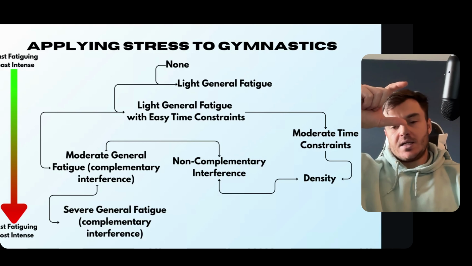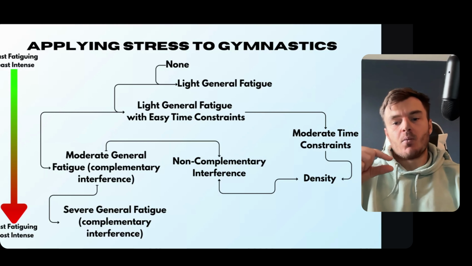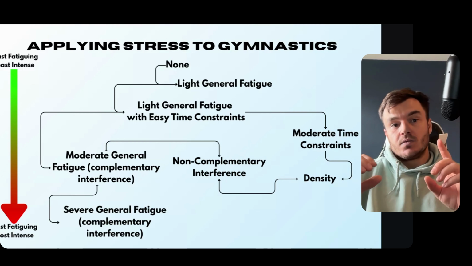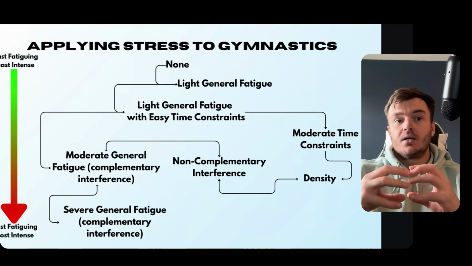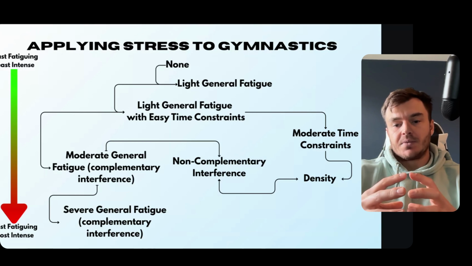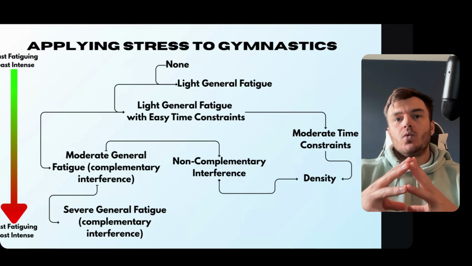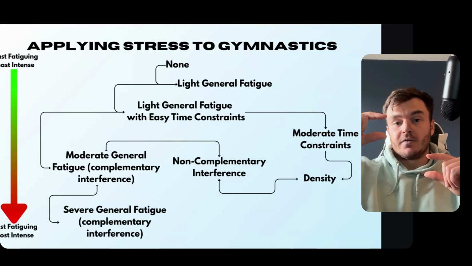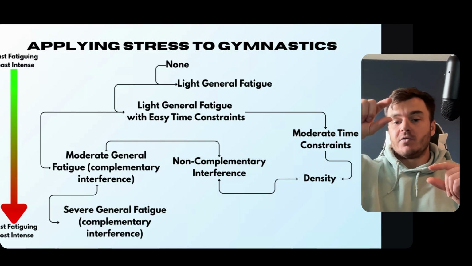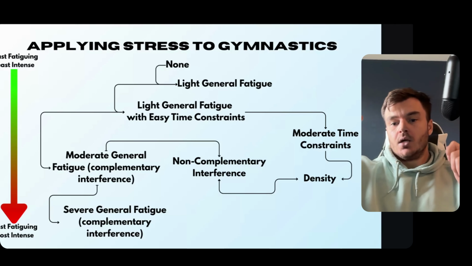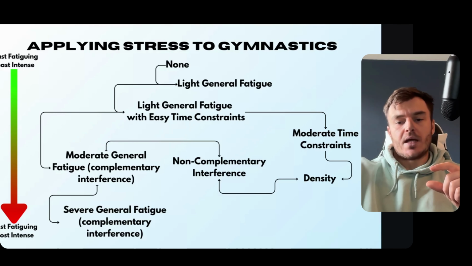And as you move down this flow chart here, you will see that the amount of intensity is increasing and it is also becoming more fatiguing. An important note here is that severe general fatigue and complementary interference allow you to do more reps, right? And so when I look at non-complementary interference versus complementary interference, non-complementary interference ends up being less intense because the nature of you doing ski erg and dumbbell push press into handstand push-ups is going to slow you down, right?